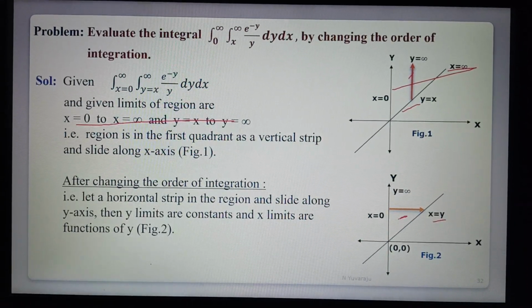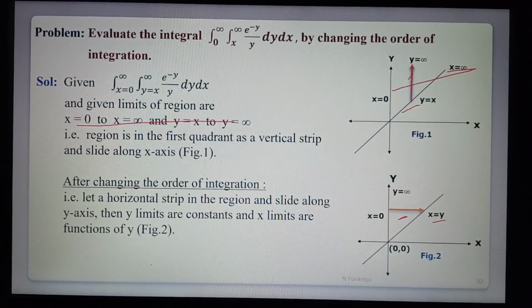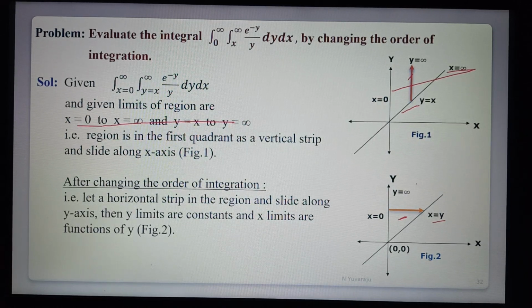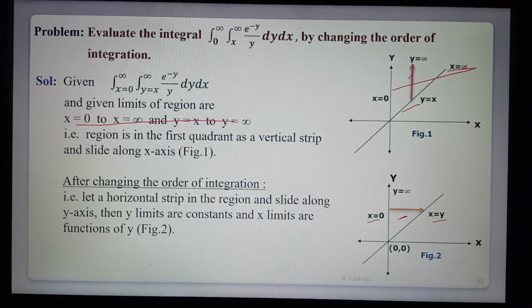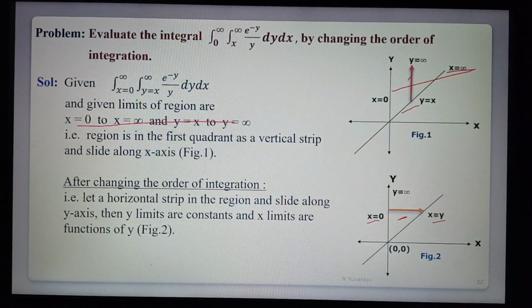So this is the horizontal strip starting from 0, 0, and y is equal to 0 up to infinite, and y is equal to infinite. The y limit is 0 to infinite. So now the x limits: horizontal strip, edge on the left side. The left curve is the y-axis. Y-axis means x is equal to 0, to the right side ending curve.